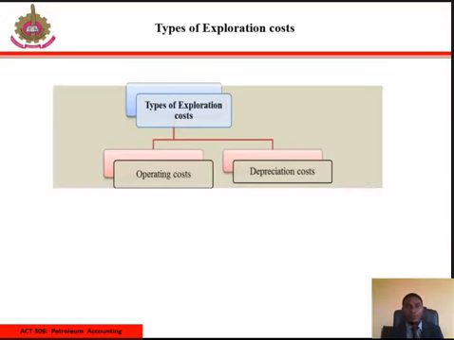We have types of exploration cost. We have about 2 basic types of exploration cost: we have operating cost, we have depreciation cost. For the two, the depreciation and applicable operating cost of support equipment and facilities and other costs of exploration activities are as follows.